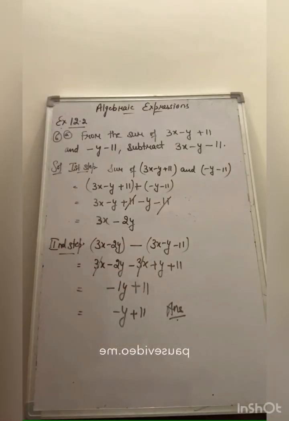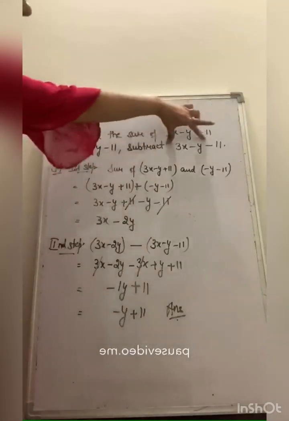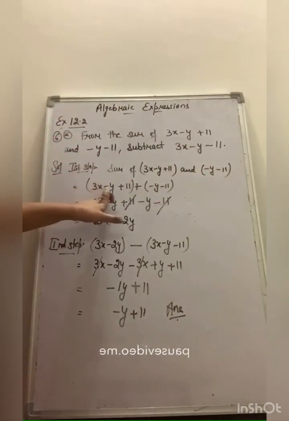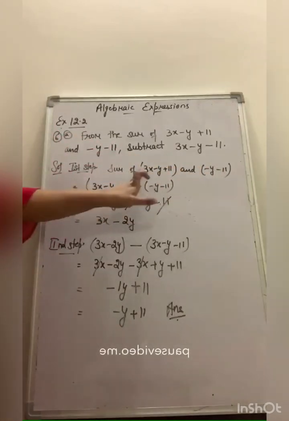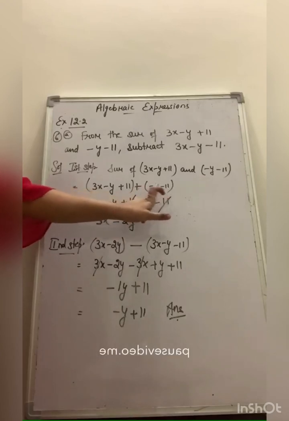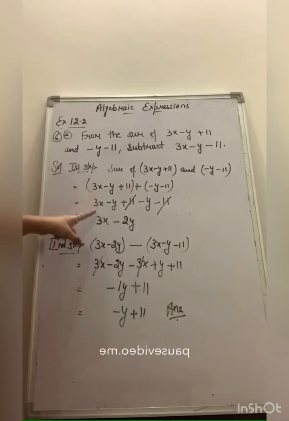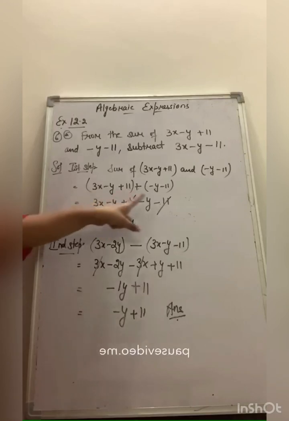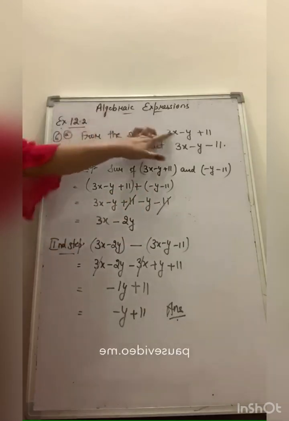So let us discuss this question again. From the sum of this and this, subtract this. So first of all, we have added these two algebraic expressions, 3x minus y plus 11 plus bracket minus y minus 11. After opening the bracket, the signs of these two terms will be the same, as we are having plus sign outside the bracket. So 3x will remain 3x as no term of x is here. Minus y will become minus 2y, plus 11 minus 11 will get cancelled. So this is the sum of these two expressions.